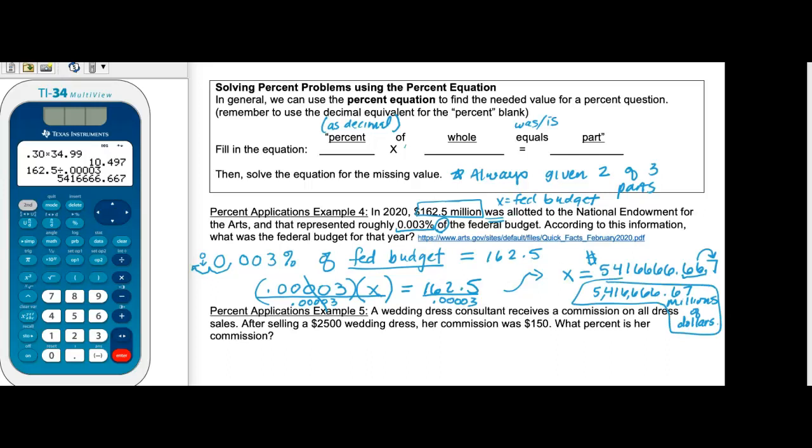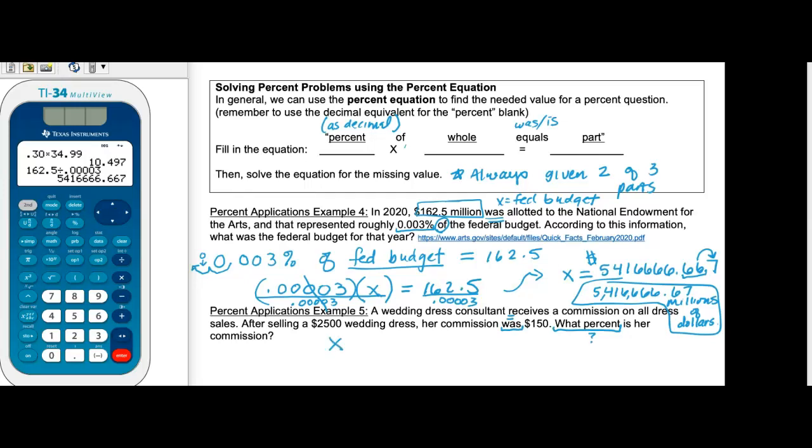And then we have one more we're going to do. So a wedding dress consultant receives a commission on all dress sales. After selling a $2,500 wedding dress, her commission was, so was is just past tense of is, so that's a clue for maybe an equal sign there, $150. What percent? So we don't know what the percentage is. So since we don't know what it is, I'm going to go up to my equation here and I'm going to write an X for the percentage.